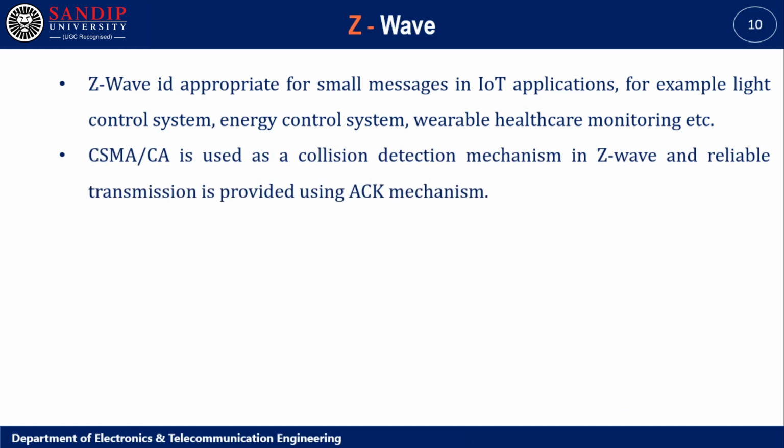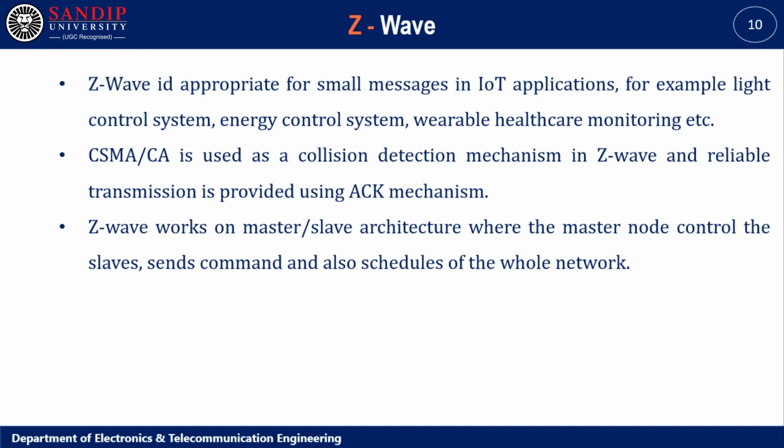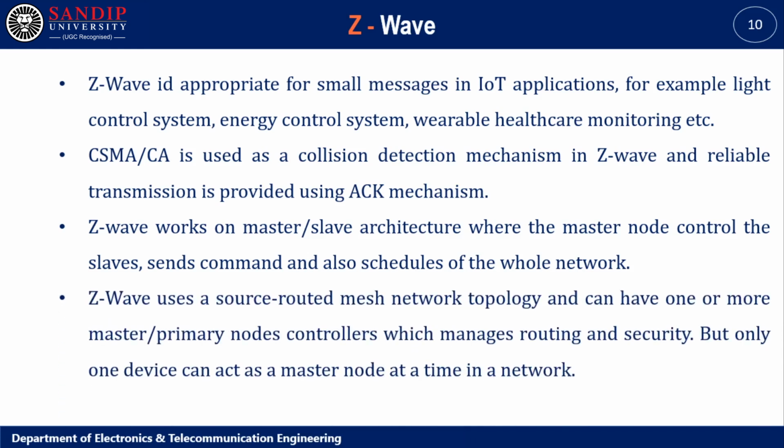CSMA/CA is used as a collision avoidance mechanism in Z-Wave and reliable transmission is provided using an ACK mechanism. Z-Wave works on a master-slave architecture where the master node controls the slaves, sends commands and also schedules the whole network. Z-Wave uses a source-routed mesh network topology and can have one or more primary controllers which manage routing and security. But only one device can act as a master node at a time in a network.